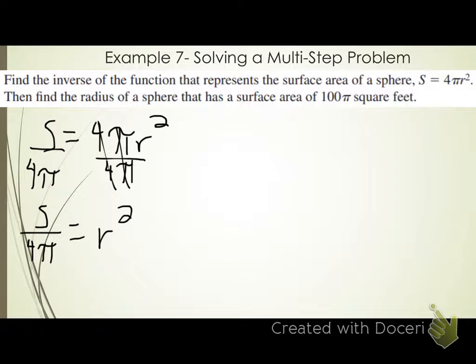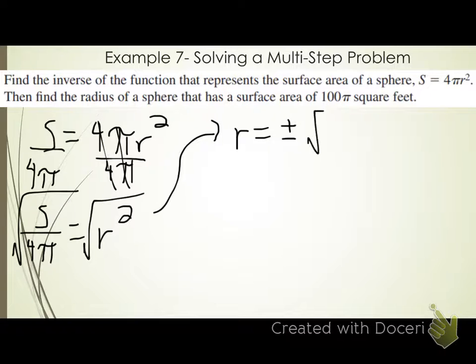How would I get r by itself now? How would I get rid of the squared with it? Take the square root of both sides. So r equals plus or minus square root of S over 4 pi. So now I have r by itself, correct?